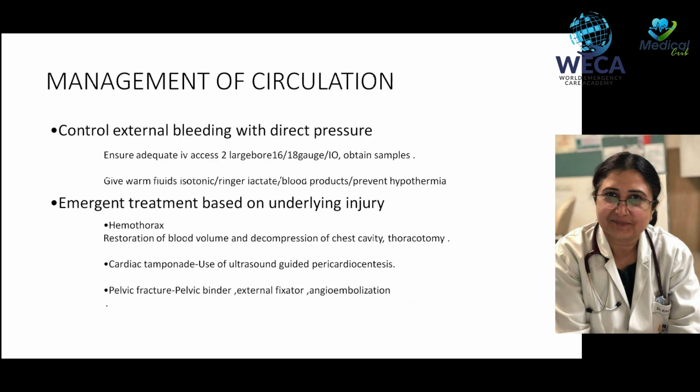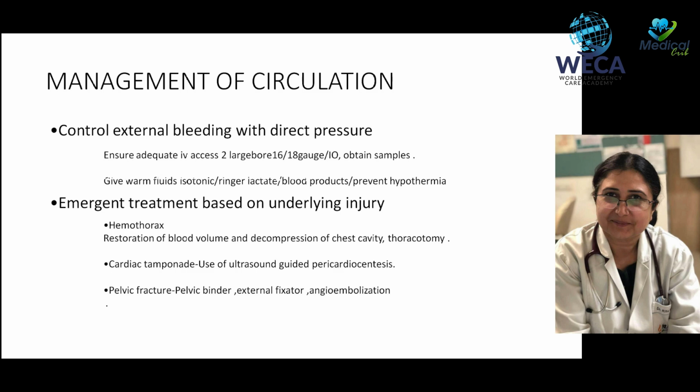Management of circulation. First is control of external bleeding with direct pressure. Ensure adequate IV access with two large bore cannulas, 16 or 18 gauge. If you are unable to get IV access, put in IO access. Obtain samples for Hb, blood grouping and cross matching. Give fluids, NS or RL. Blood products should be started early in trauma patients. Prevent hypothermia. Give emergent treatment based on underlying injuries like hemothorax.